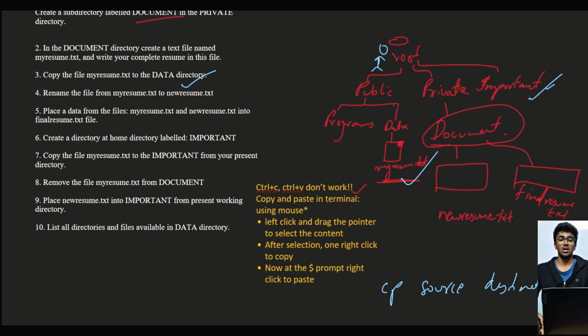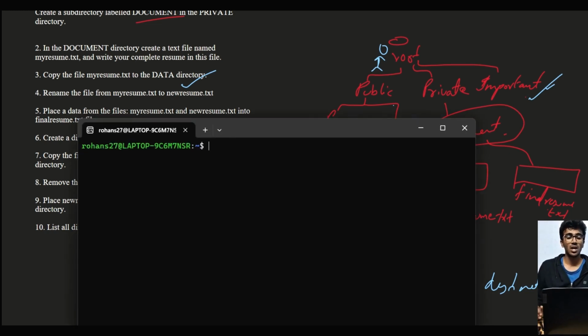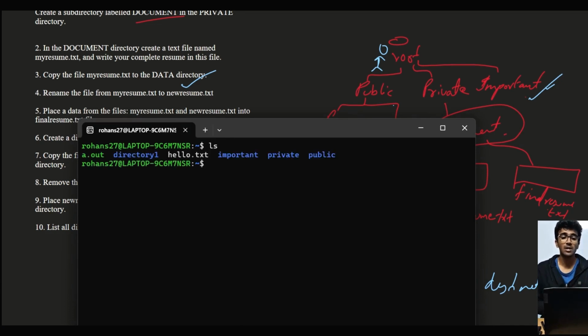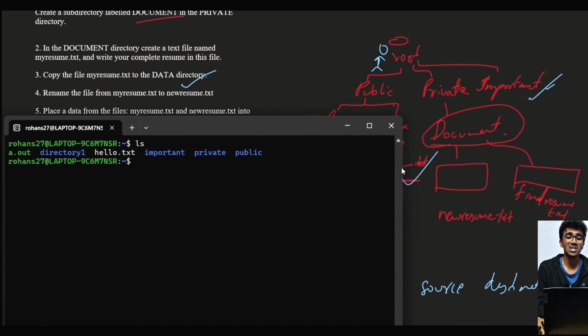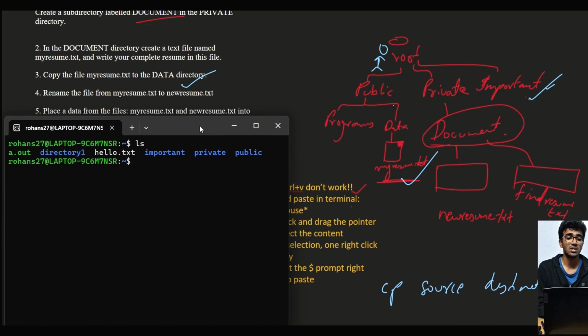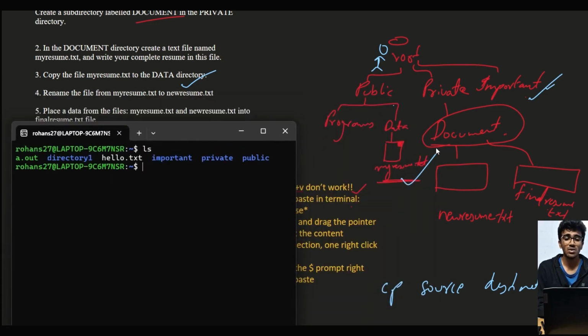All right, now let's try to do that. Now we are in the home folder. If you type ls, you have important, private and public. Before you use the copy command, your source file myresume.txt is present in another directory, so you need the proper address of that directory. First, cd into the source directory. So cd public and it is in data. Please use the tab button and then enter.